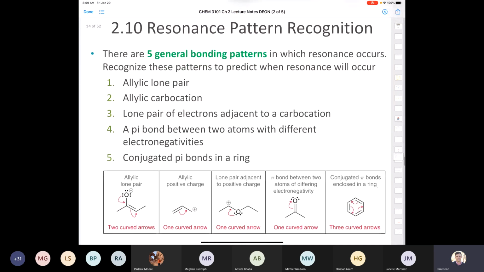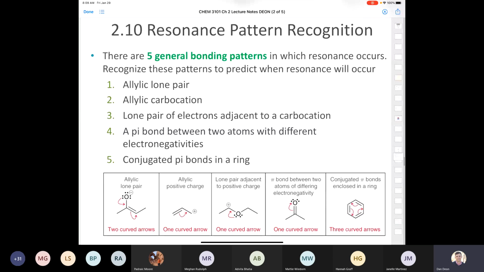Well, here's a David Klein nugget, and that's section 2.10, which is using pattern recognition to write out resonance structures. And he says there are 5 general bonding patterns in which resonance occurs. You have to learn how to recognize all of these. Now, at first, it's just like learning everything in life. At first, you might be a little bit slow with it. You're like, okay, which rule, which pattern, sorry, am I looking at here? And eventually, you'll just start to recognize it the more practice that you get.